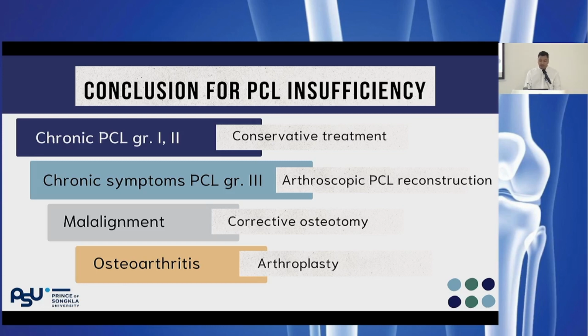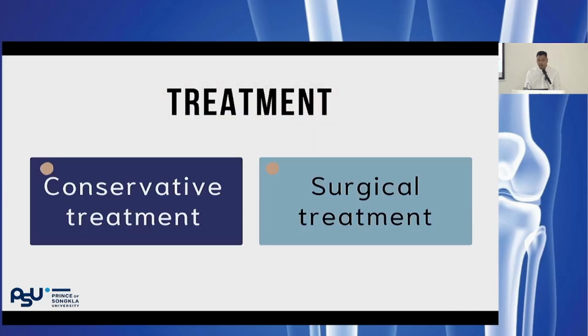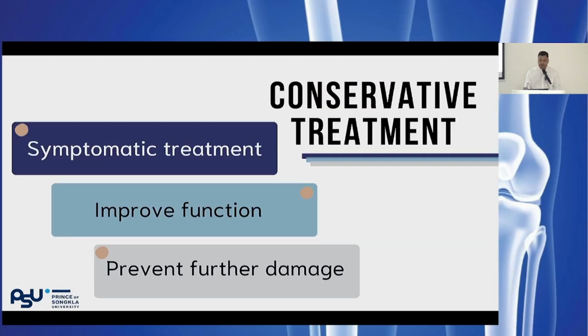Chronic symptomatic PCL grade 3, with posterior tibial translation of more than 10 mm, can be managed by arthroscopic PCL reconstruction. And finally, if the patient has malalignment or osteoarthritis change, a corrective osteotomy or arthroplasty can be chosen. Chronic PCL insufficiency can be concluded as conservative treatment and surgical treatment.